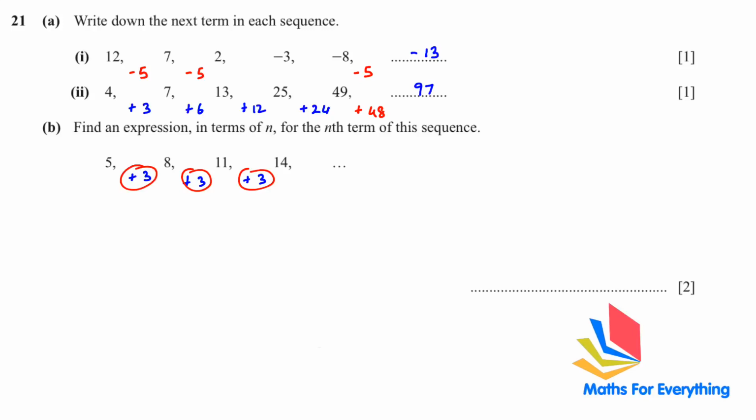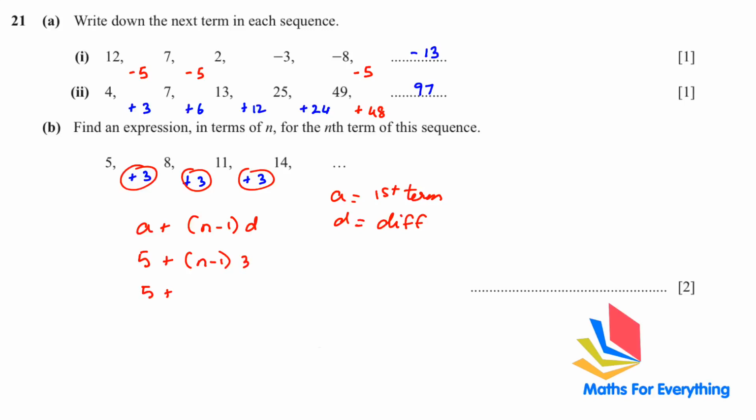If we add or subtract a number to get the next term and that number is constant, it means it is an arithmetic sequence. To find the nth term of an arithmetic sequence, we use the formula a plus n minus 1 d, where a is your first term and d is your difference. So what is our a? 5. And what is our difference? 3.